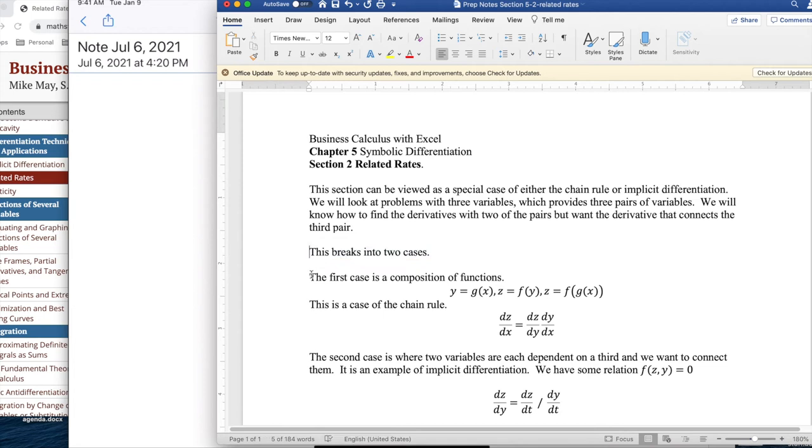The first case is composition of functions. If y equals g of x and z equals f of y, then z equals f of g of x. Our normal chain rule says the derivative of z with respect to x is the derivative of z with respect to y times the derivative of y with respect to x. It looks like we're doing fractions, and they just cancel the fractions.